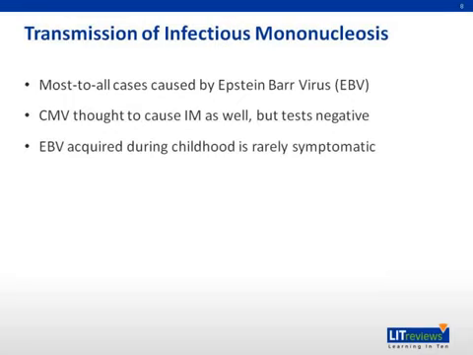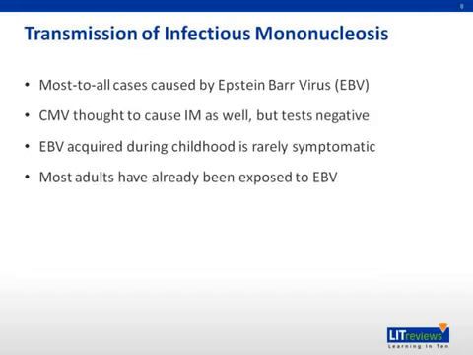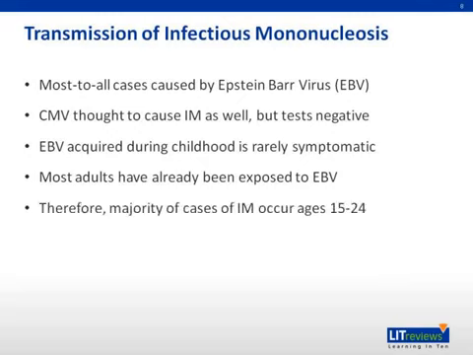EBV is present in a large percent of the population, and so people are often exposed as early as childhood. When patients are exposed in their childhood, they rarely develop symptoms. Most adults have long since been exposed, and so they don't contract EBV or develop symptoms of mono frequently. And it's therefore the majority of cases of mono that occur between the ages of 15 and 24. When a patient is exposed earlier, they don't have symptoms and they don't come to your clinic for the symptoms. And it's very unlikely that somebody would escape past the age of 24 without having been exposed.